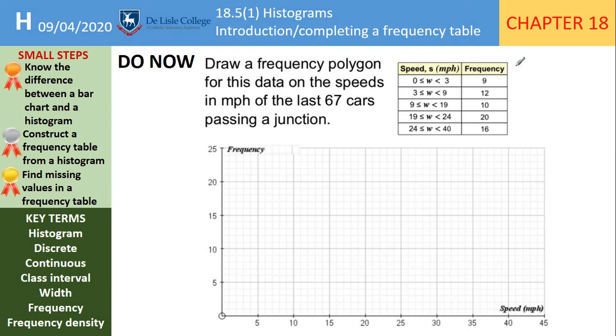Hello and welcome to this first lesson on histograms. If you want to pop today's date and the title down, and then get ready to pause the video while you have a go at the do now question.